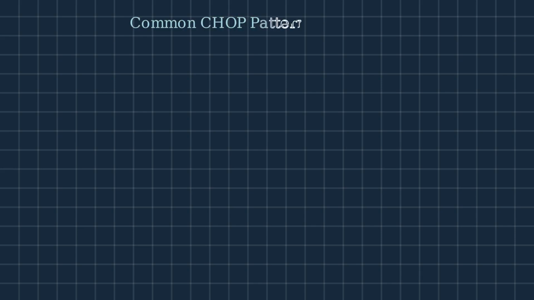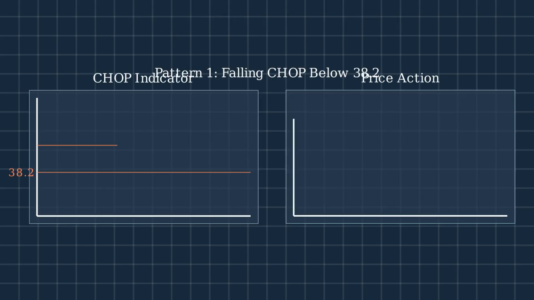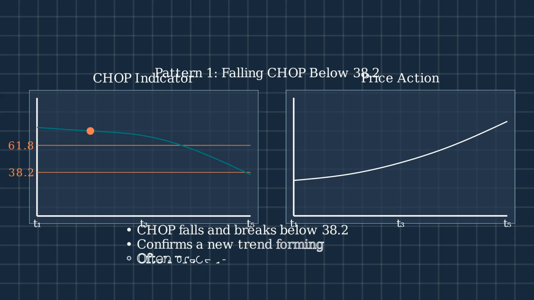The choppiness index produces several recognizable patterns that provide valuable trading insights. The first important pattern occurs when the CHOP indicator falls and breaks below the 38.2 level. This pattern confirms that a new trend is forming in the market. As CHOP drops below 38.2, it signals increasing directional movement, and traders should prepare for trending conditions.